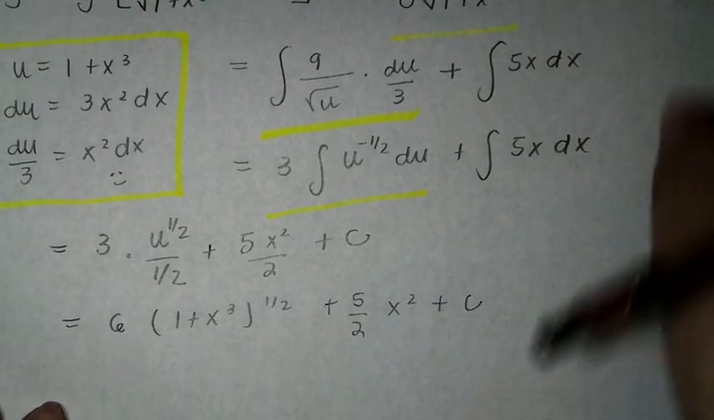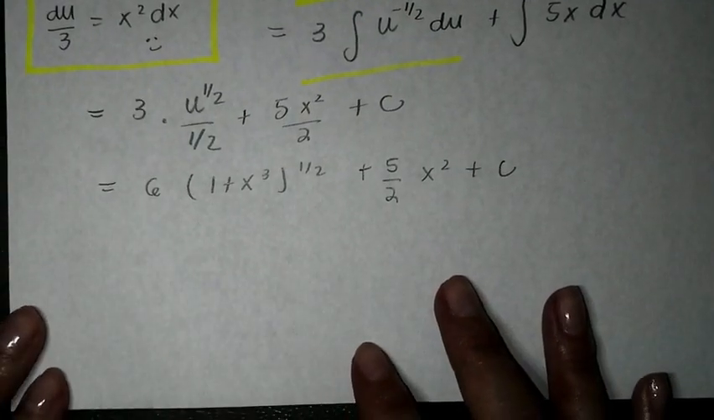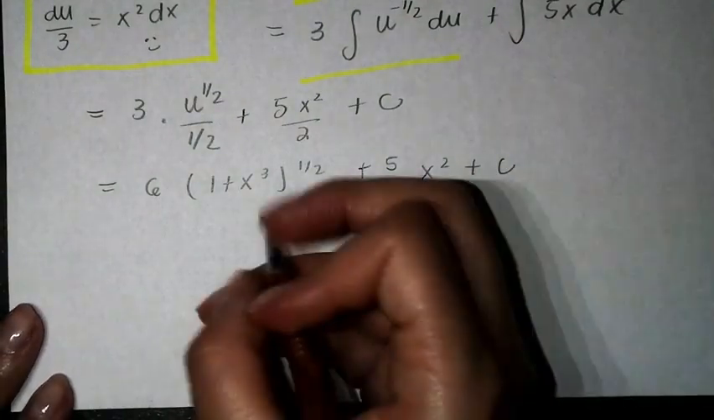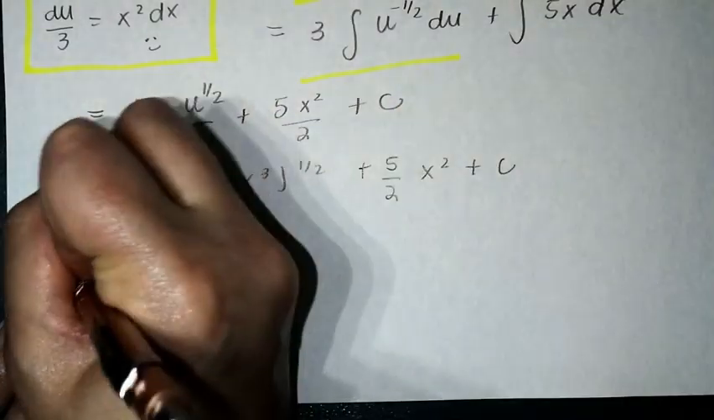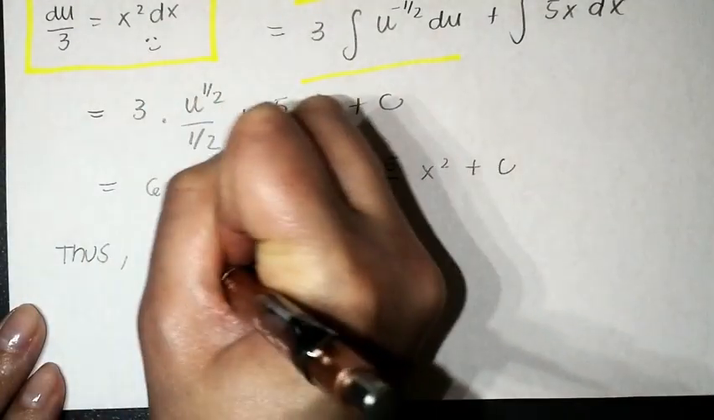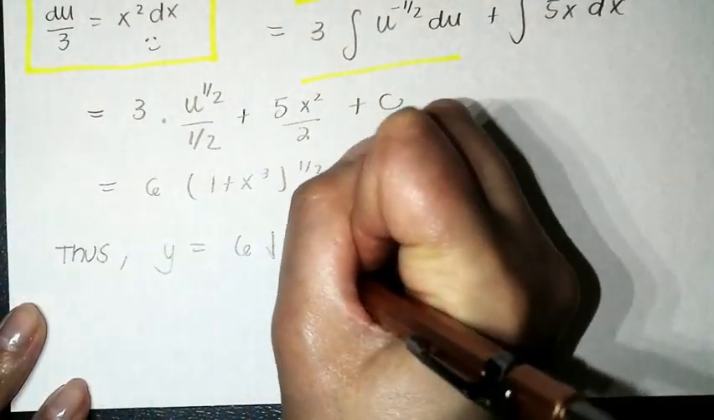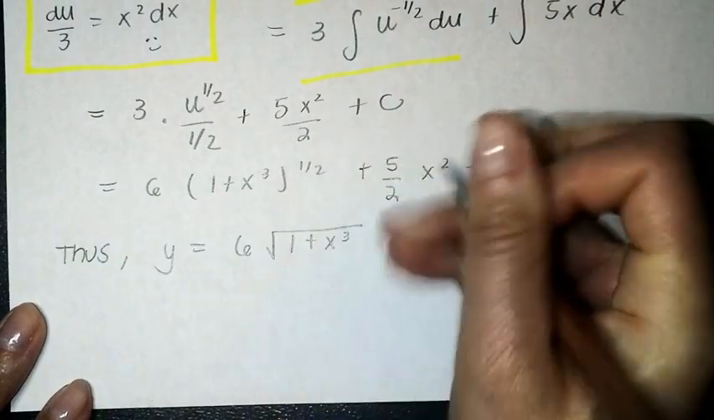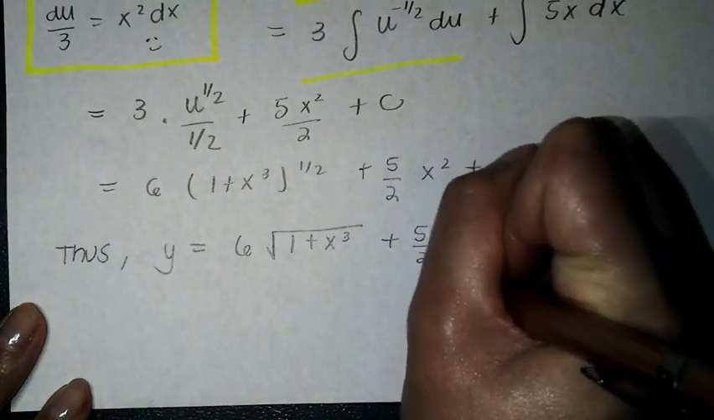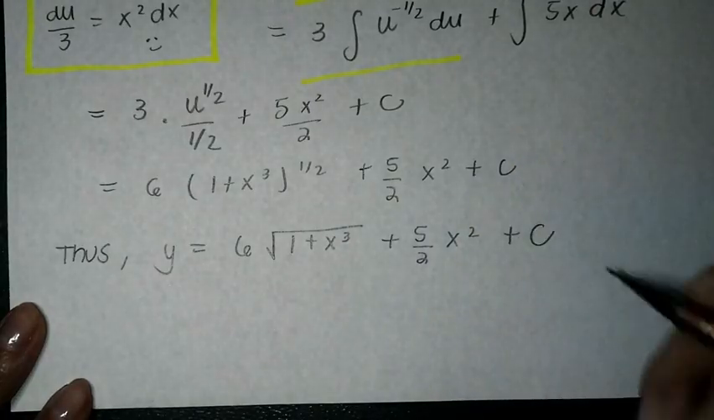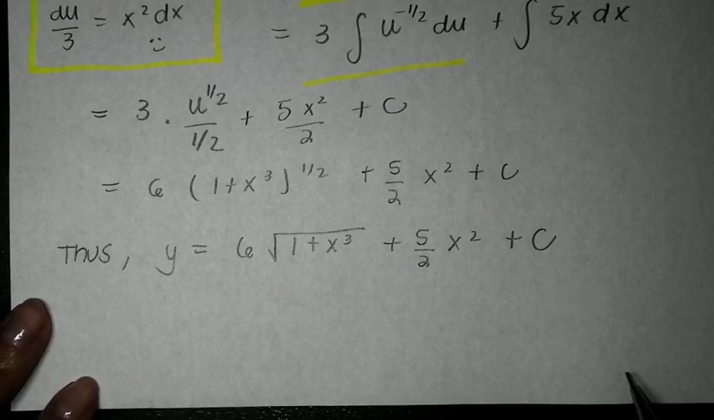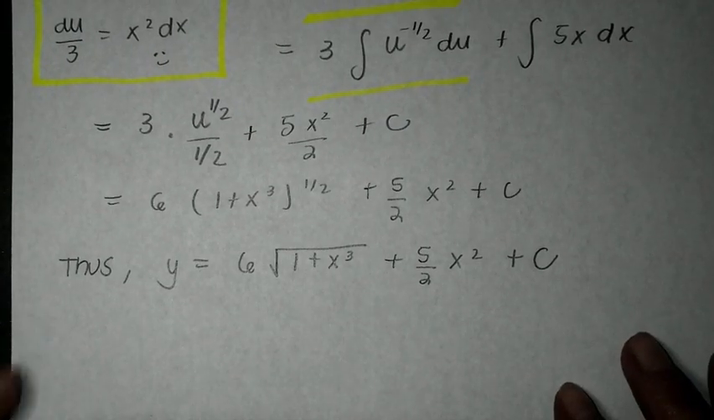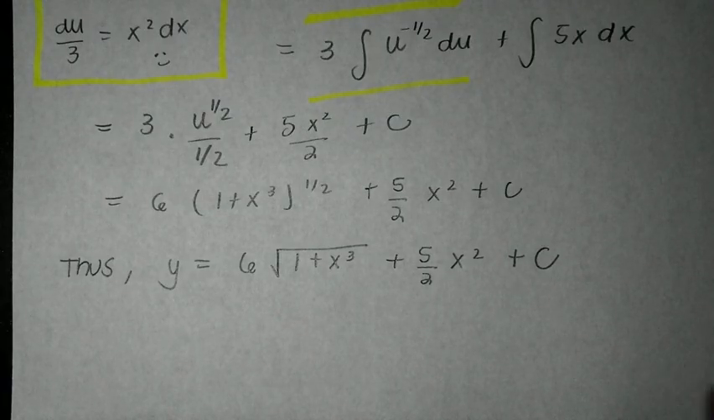We're technically done. As you can imagine, I know that some of you are picky with the 1/2 and prefer the radical form. Therefore, thus y is going to be equal to 6 square root of 1 plus x cubed, plus 5 over 2 x squared plus c, and that's as much as we can do in this situation for our differential equation. Why can we not find c? Because they are not giving you an initial condition. So that's it for this example.